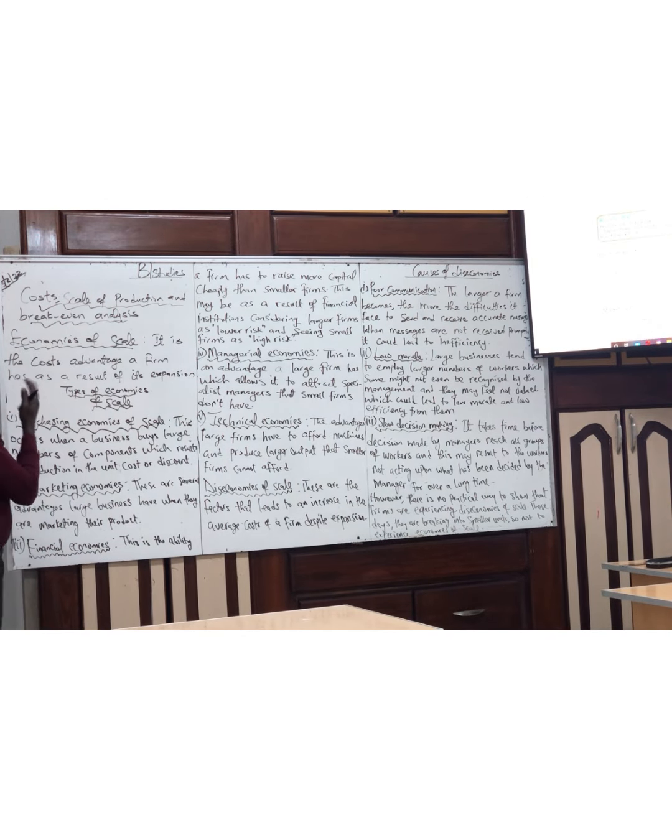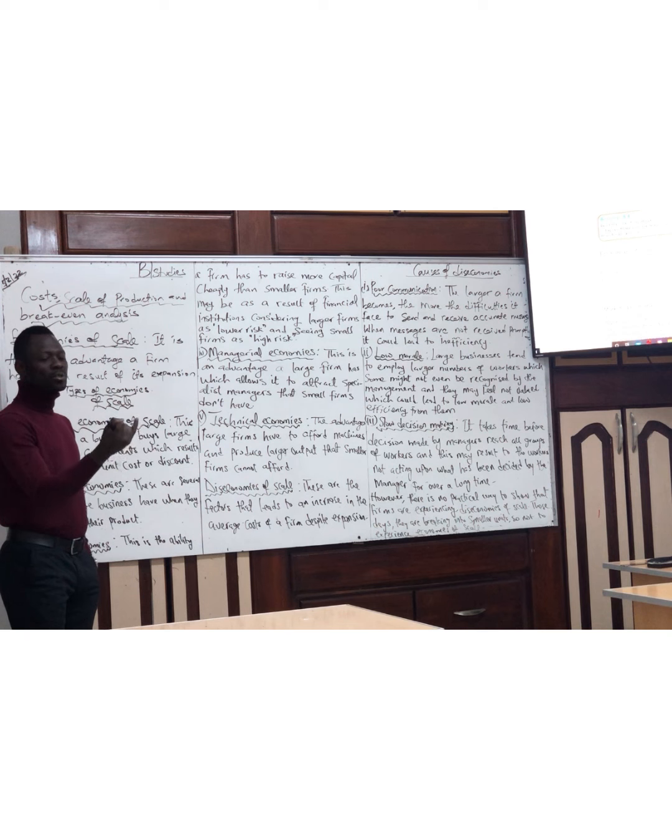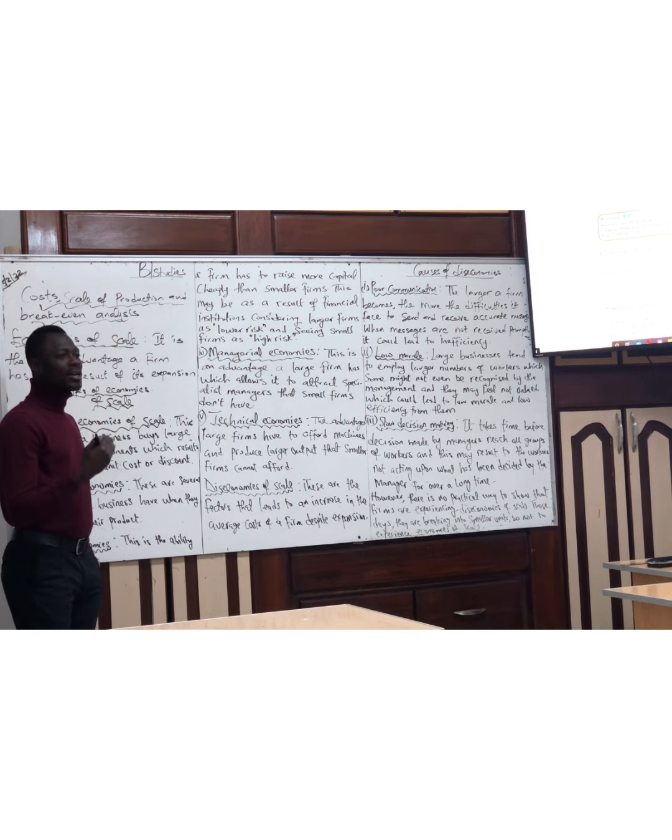Production and break-even analysis. So today we're talking about economies of scale. For production, firms and businesses have to produce. Whatever they need to produce, they think about the cost of production and how to gain an advantage over cost. That means how they will be able to reduce their cost.